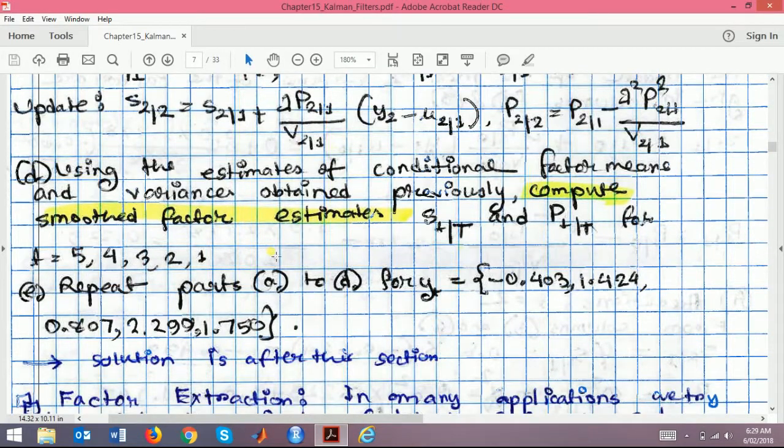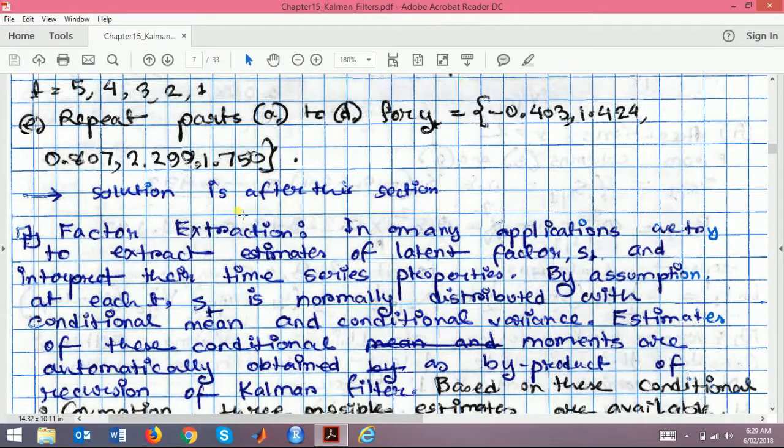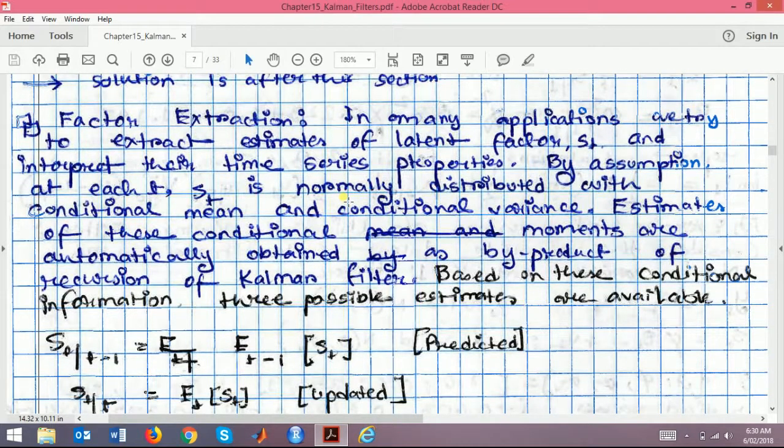Smoothed factor estimates is something new. Now let's quickly talk about something new, that is smoothed factor estimates, or factor extraction. As soon as we are done, we are ready to go into the exercises. In many applications we try to extract estimates of the latent factor S_t and interpret their time series properties. By assumption, at each t, S_t is normally distributed with conditional mean and conditional variance. Estimates of these conditional moments are automatically obtained as a byproduct of the Kalman filter recursion.